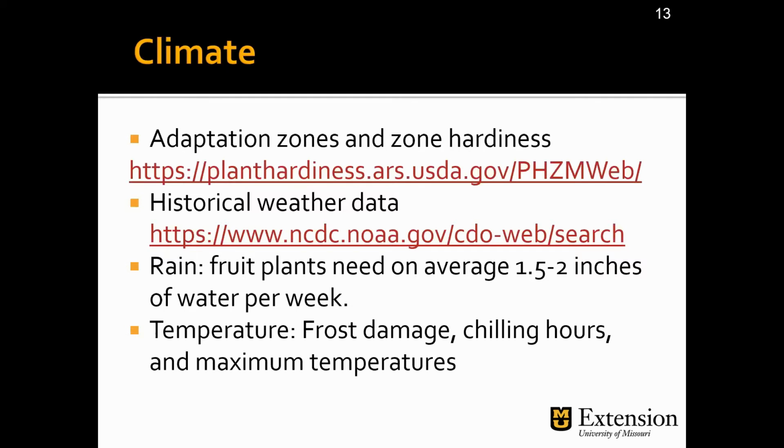Now, here's the first set of links that I'm going to share in the chat. We're going to talk about climate right now. The first link is about adaptation zones. How do we know what zone we're living in and why is that important? The second link in the slide is the historical weather data, and if you're interested, that's useful information that you can use to make sure that you have the correct site for your food crops.